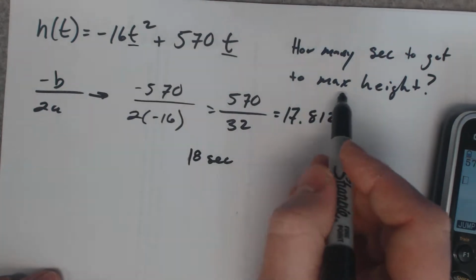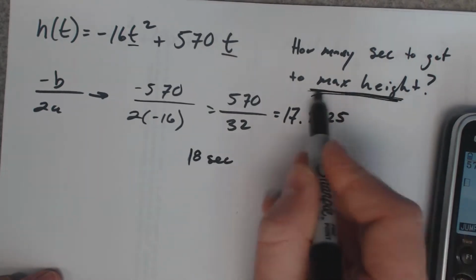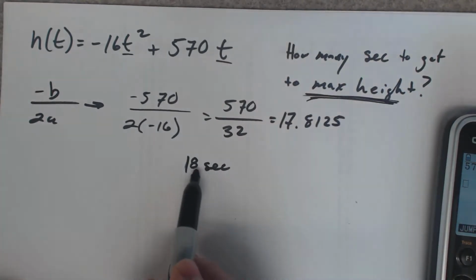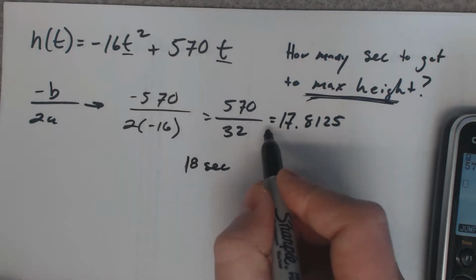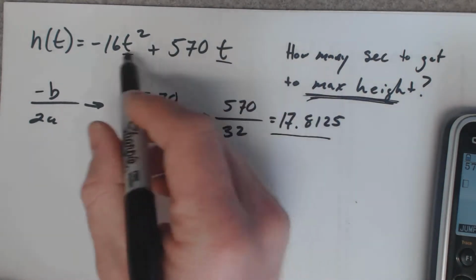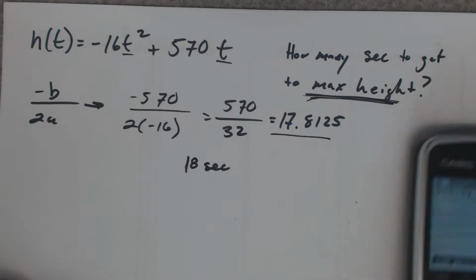Now, if you want to know what the maximum height was, if you actually wanted to know how many feet it was, well, you take that 18, or this number right here, and you plug it back in for t, and it would tell you the maximum height.